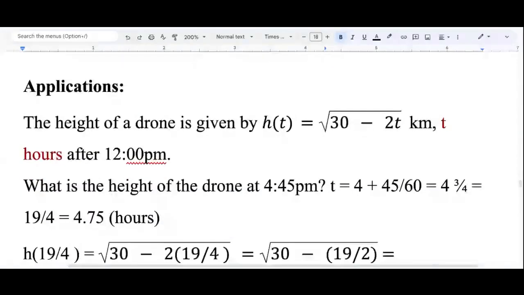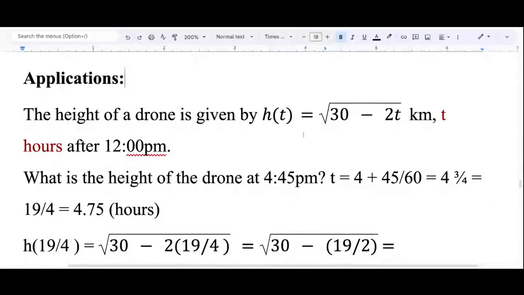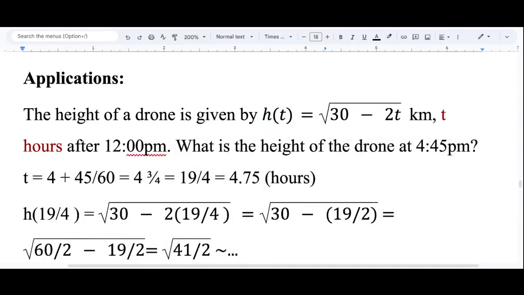Lesson application. The height of a drone is given by this function. H of t equals the square root of 30 minus 2t kilometers, t hours after 12 p.m. So the question: what is the height of the drone at 4:45 p.m.? The variable t represents time, and time starts at 12. So at 4:45 p.m., what's the time? Time is 4 hours 45 minutes.